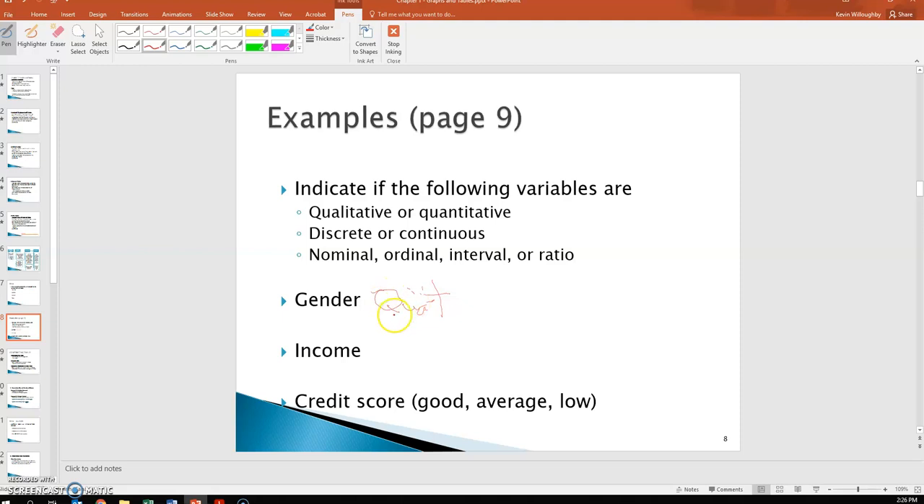Gender is qualitative. Income is quantitative, quantitative being amount, so income is quantitative. Credit score is also qualitative. Discrete or continuous: gender and credit score are discrete. Income is continuous. And gender is nominal, income is ratio, and credit score is ordinal. So the categories, good, average, low, those choices are placed in order. So that's why it would be ordinal data.